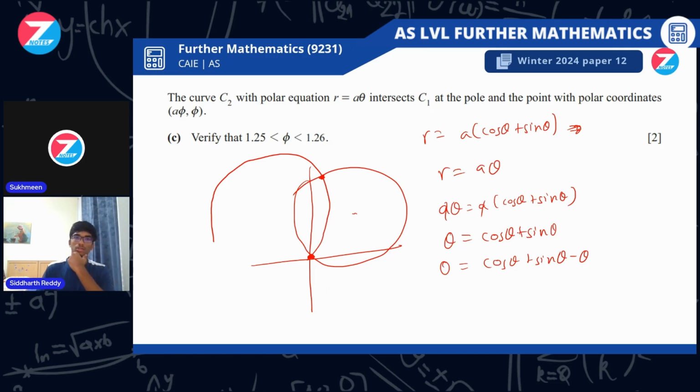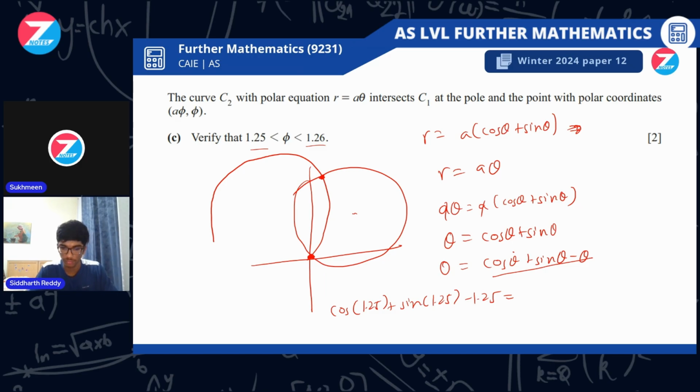Okay, so verify that the solution of this lies between 1.25 and 1.26. The method of doing that is substituting 1.25 and then substituting 1.26 and showing that there is a sign change. I'll show you how. So cos of 1.25 plus sine of 1.25 minus 1.25. Make sure your calculator is in radians mode.